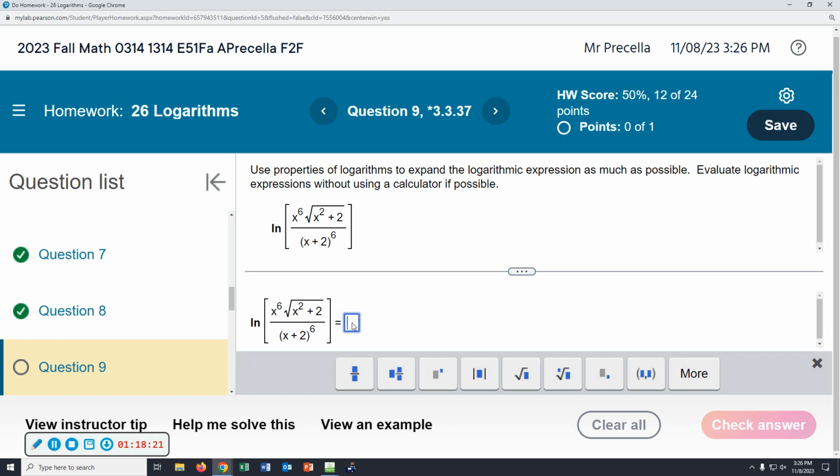So 6 ln x plus 1/2 ln parentheses x squared plus 2 close parentheses, then a minus 6 ln parentheses x plus 2 close parentheses.